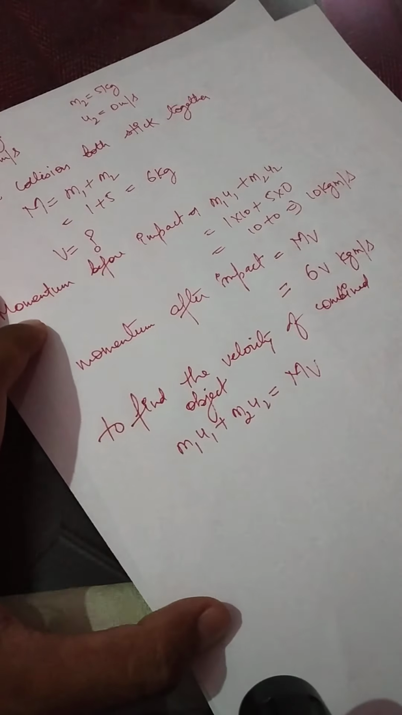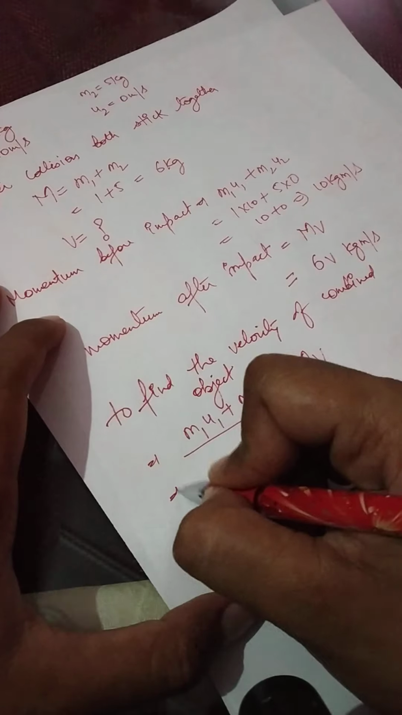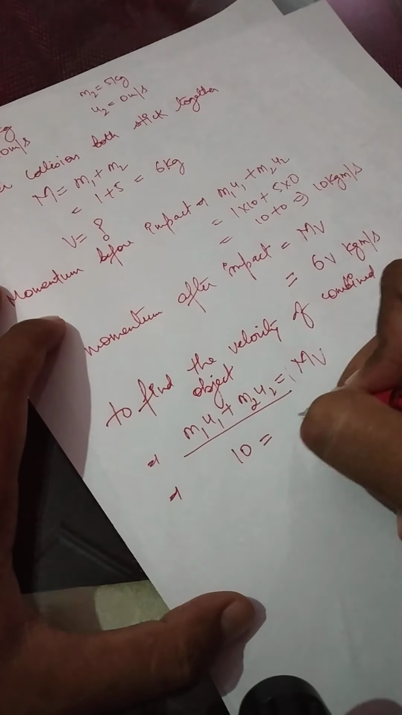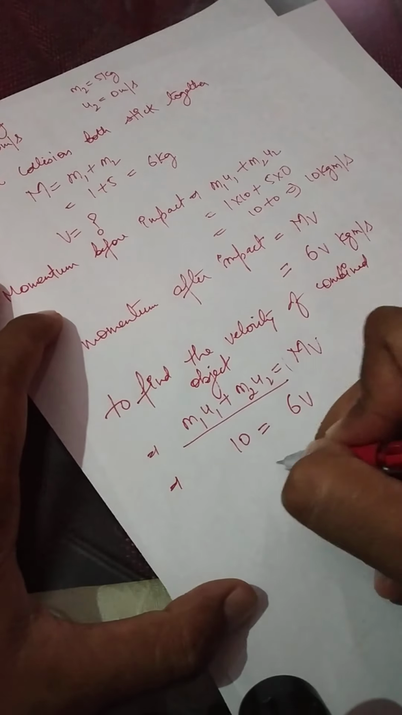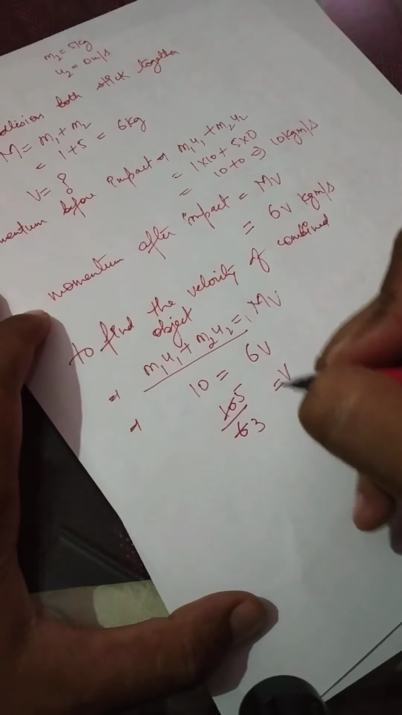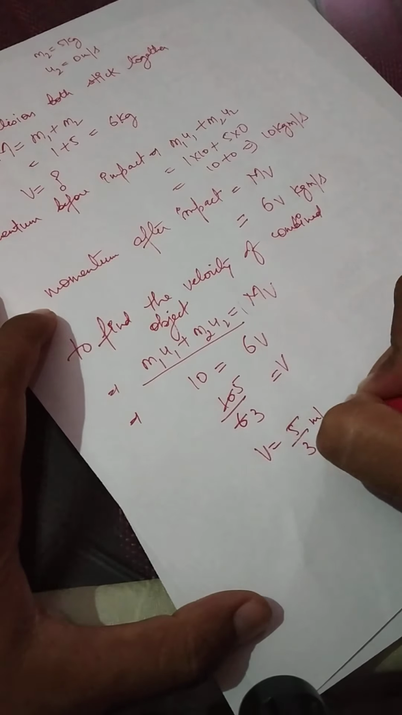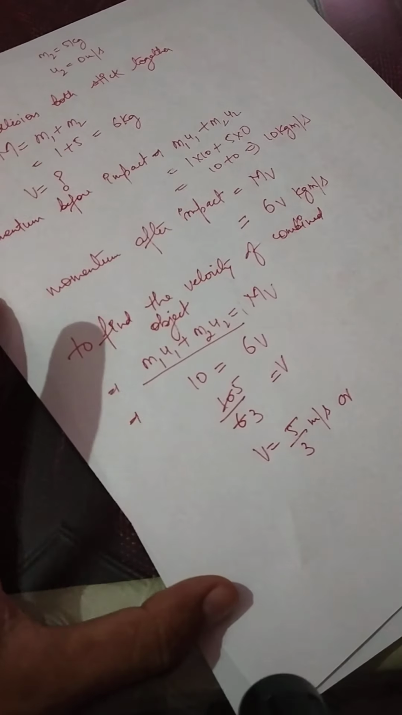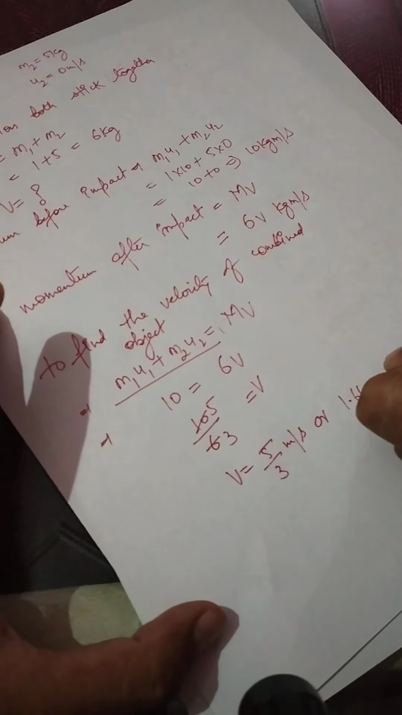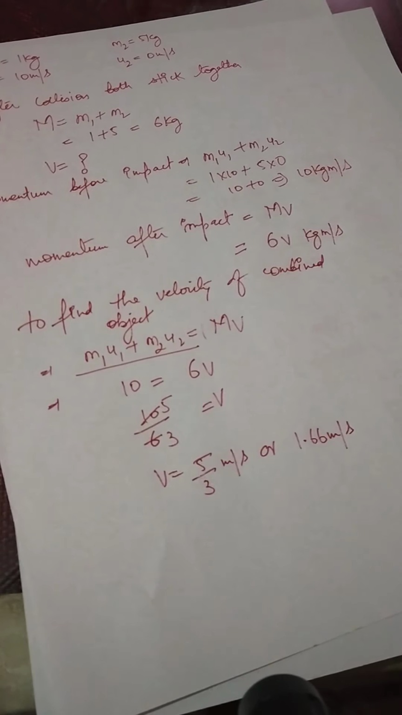We have done a similar question like this before. So the value of this, as we have calculated, is 10, and the value of this quantity is 6v. So velocity is 10 by 6, that is v is 5 by 3 meter per second, or 1.66 meters per second. This is the velocity of the combined object.